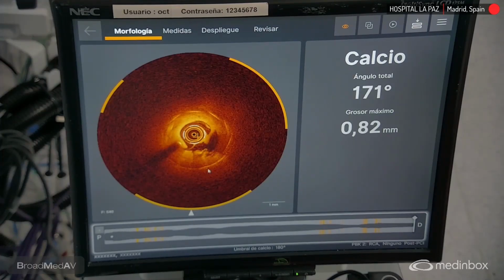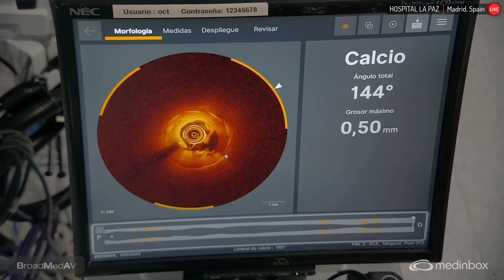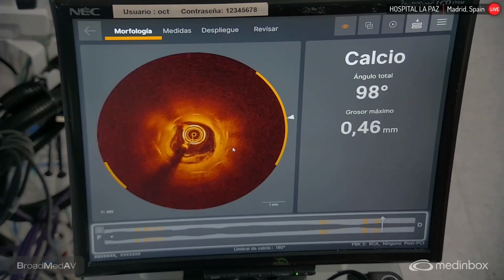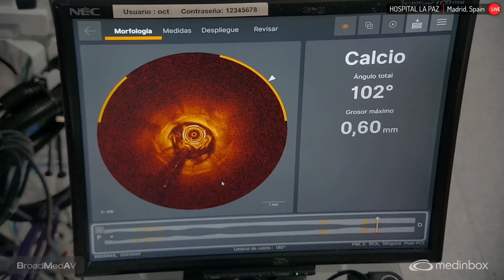To be sure, we are going to dilate with a non-compliant balloon. Let's see the effect and decide if we implant another stent. ¿Me das un no compliante de 3? Ponle 2000 más cuando puedas. Francisco, ¿cómo estás? ¿Ya mejor? Ya se ha pasado, ¿verdad? Venga, fenomenal. 12. 3.30 and 15, okay.